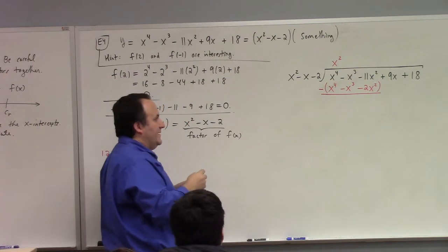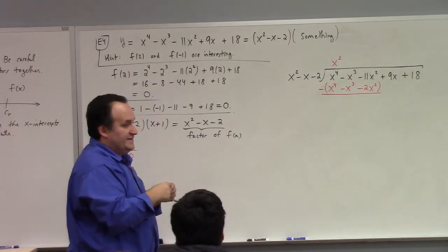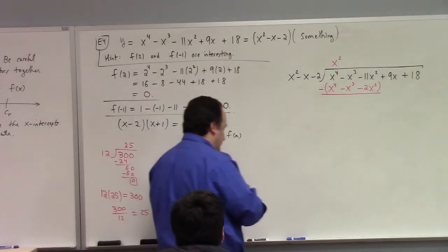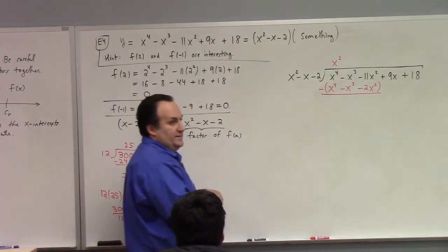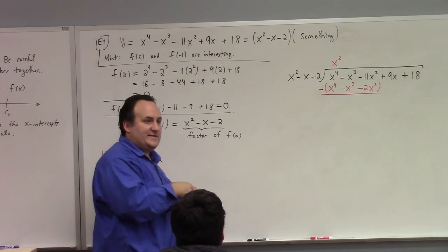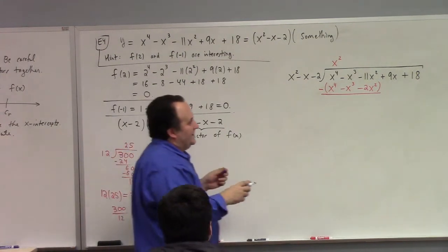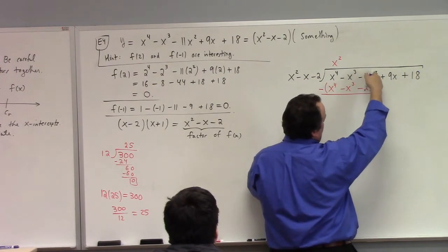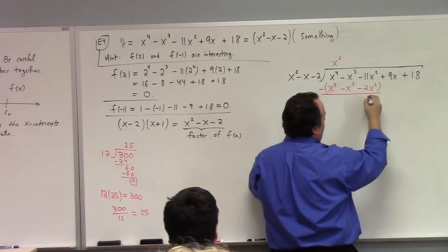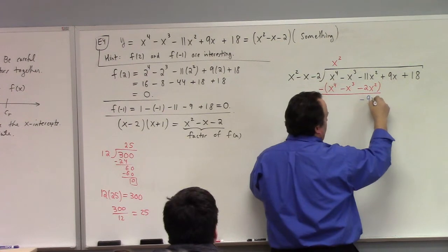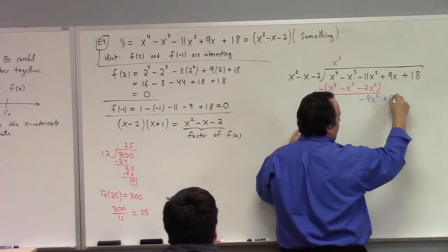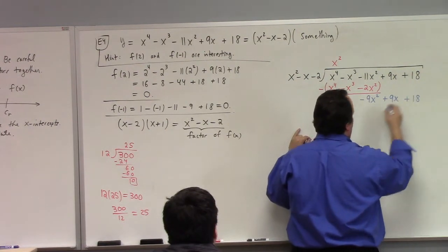Now, something pretty cool happens with this example. The x to the 4th cancels, but lovely, also the x cubed cancels. That doesn't always happen, but here it happened, which is going to make this take a lot less time than some other examples. So we get minus 11 minus a minus 2, which is minus 9x squared. And then I bring these other things down.